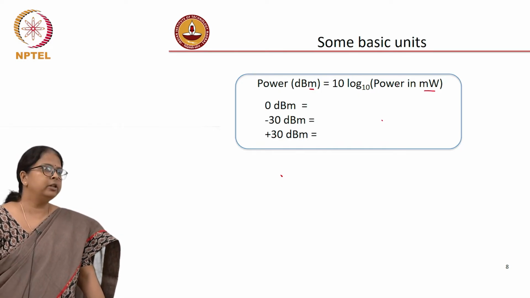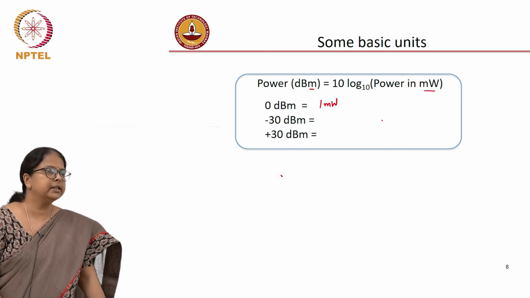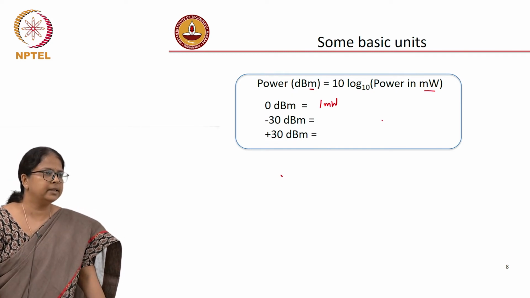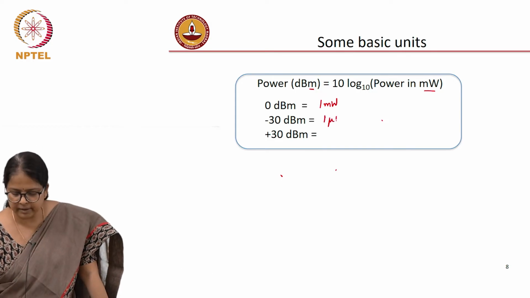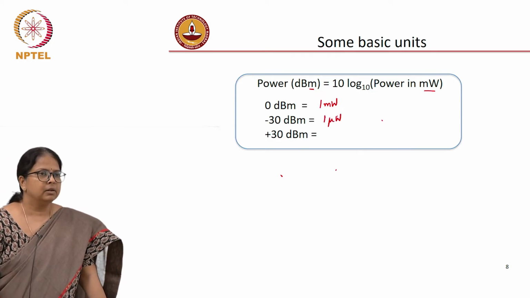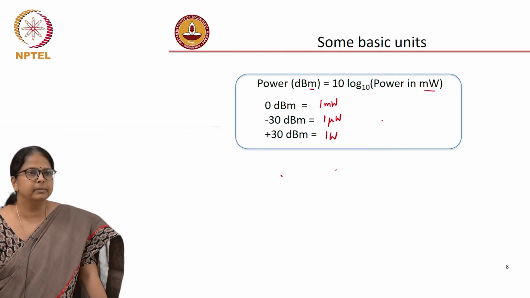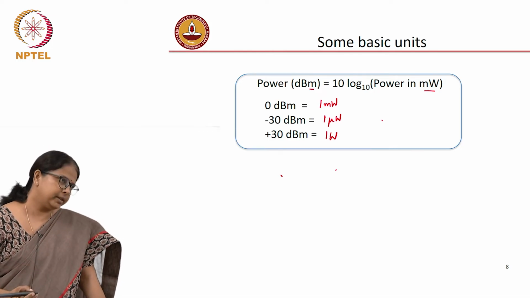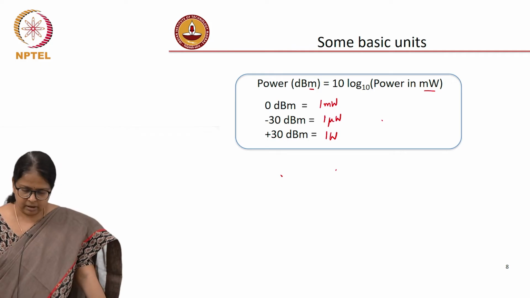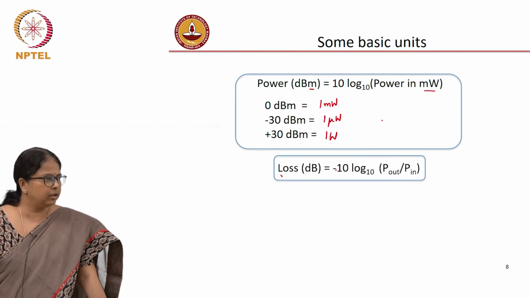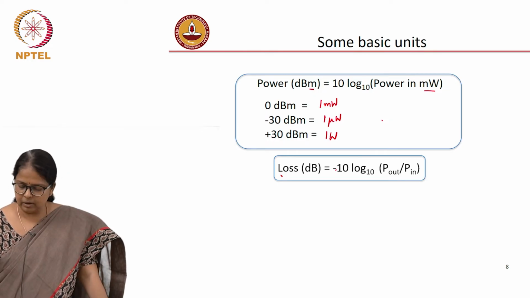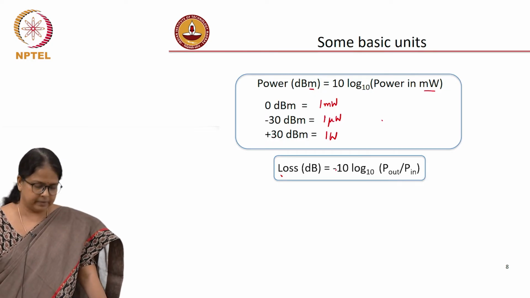So, what would be 0 dBm? What would be minus 30 dBm? 10 to the power minus 3 in milliwatt, which is 1 microwatt. What would be plus 30 dBm? So, you should be familiar with these units. Again, loss is designated as a logarithmic unit: minus 10 log P out by P in.